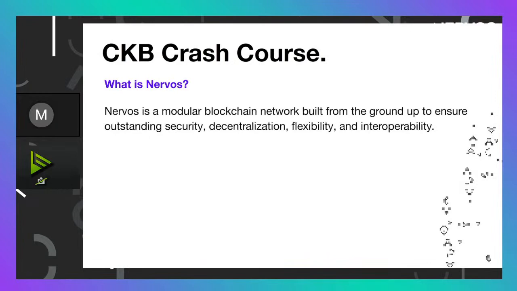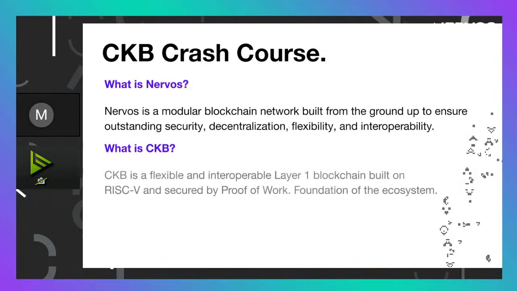So first, what is Nervos? It's a modular blockchain network built from the ground up to ensure outstanding security, decentralization, flexibility, and interoperability. And what is CKB? CKB is the flexible, interoperable layer 1 blockchain built on RISC-V and secured by proof of work. It's the foundation of the ecosystem.